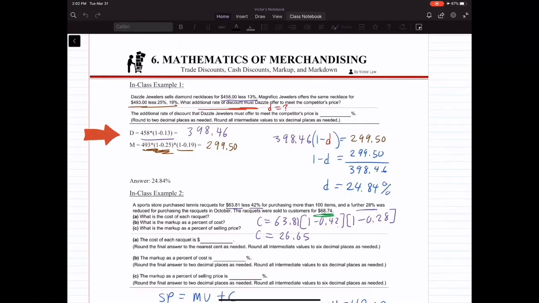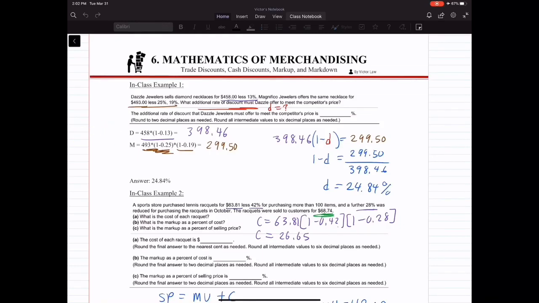Once we know which formula we're going to use for each of them, Dasso equals 458 times (1 minus 0.13). That gives you 398.46. And Magnifico will have two discounts, so we have the discount series. So 493 times (1 minus 25%) times (1 minus 0.19). And then Magnifico will have 299.50.